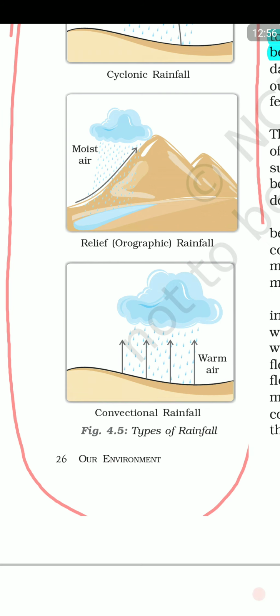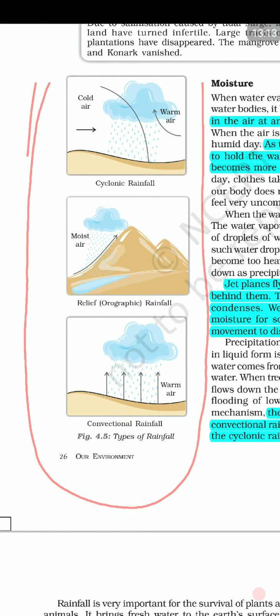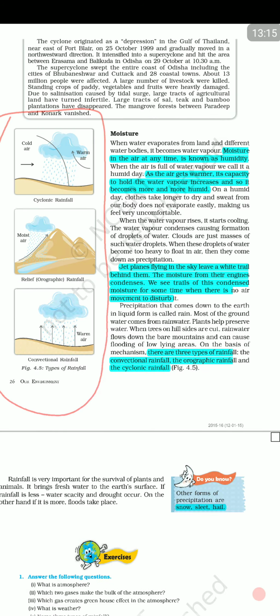And finally, convectional rainfall. Heavy evaporation causes heavy formation of clouds. Plants and leaves will also try to transpire, leading to water vapor accumulation. And yes, so these are the three kinds of rainfall.